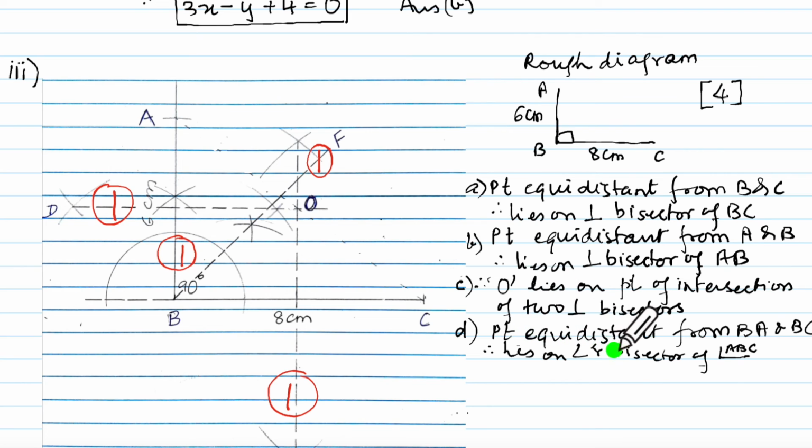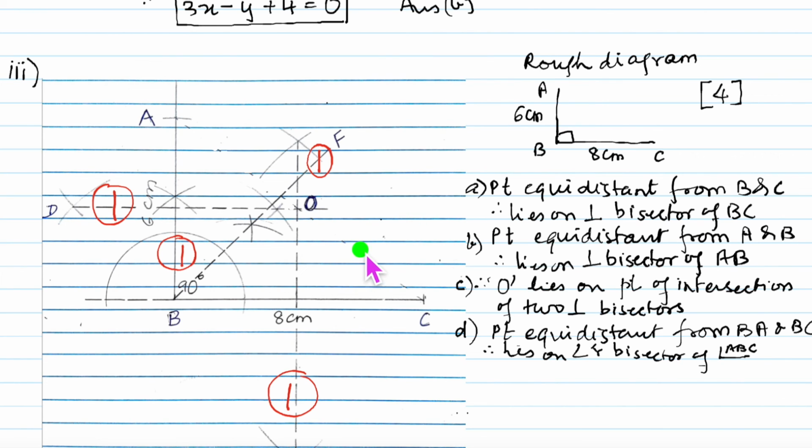And D, the point equidistant from BA and BC. So BA is here and BC is here. So you have to bisect this angle of 90 degrees. So we will use this point here and this point here, and we will take a radius more than half this way, and from here more than half this way, and when we join this, that will give us the angular bisector, that is BF. So BF is the angular bisector, and that is how we complete the 4-mark construction.